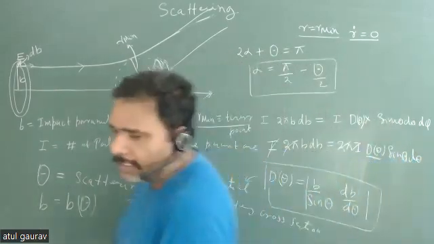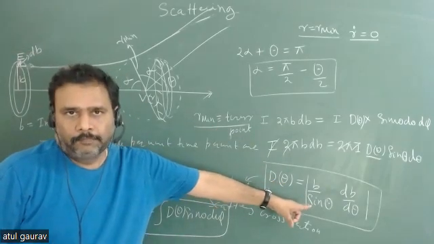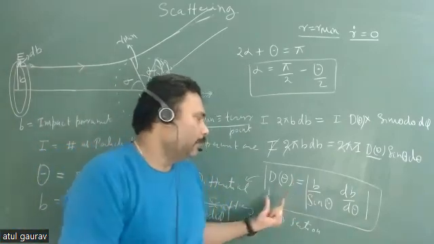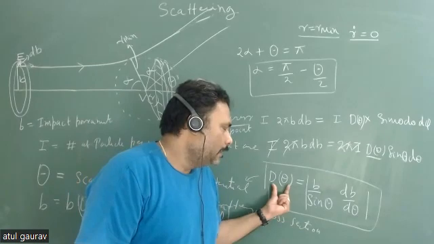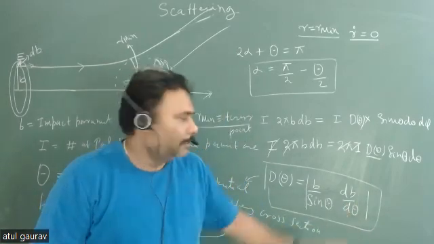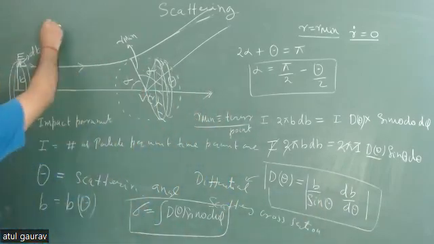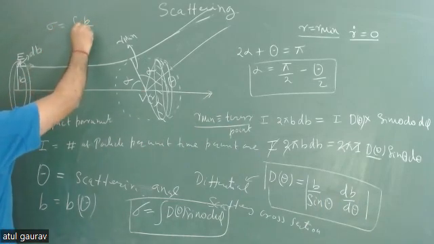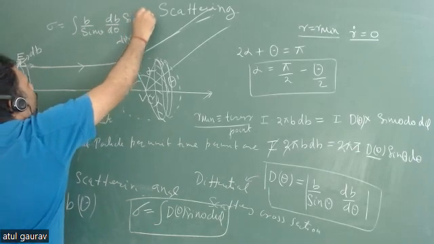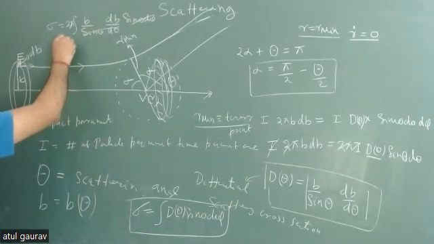Sometimes your differential scattering cross section may be independent of theta, so you will not set it to zero. Are you getting my point? We will do one such problem, it may also come in your exam this time, where the differential scattering cross section is not a function of theta, and sorry, b is not a function of theta. There may also be a case where this b may not be a function of theta. Then what you can do, you can have the total scattering cross section equal to the integral of b by sin theta, db by d theta, sin theta d theta. This thing cancels and here 2 pi is there, so you have pi b square.